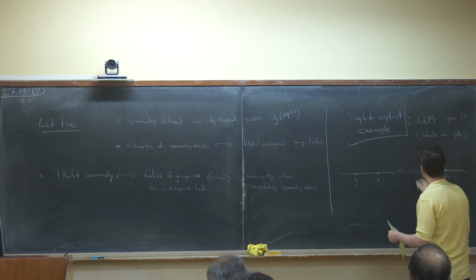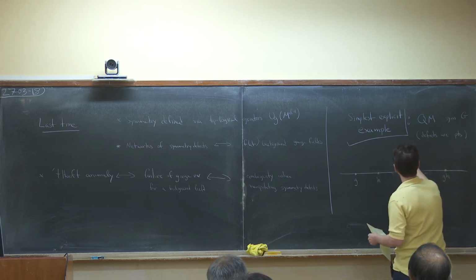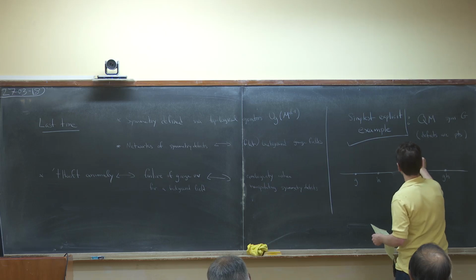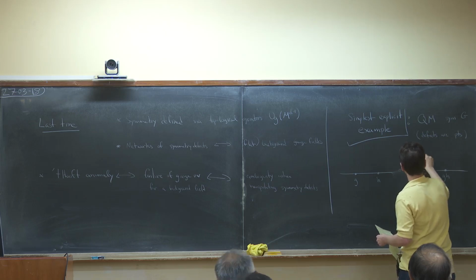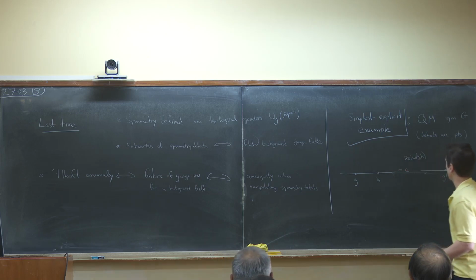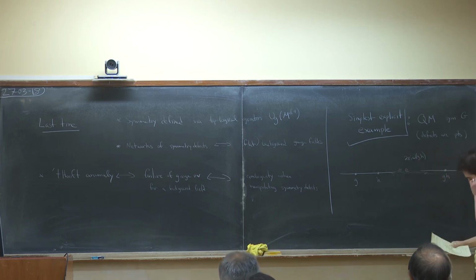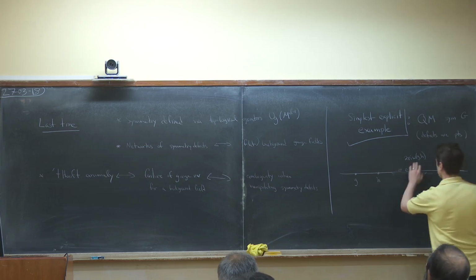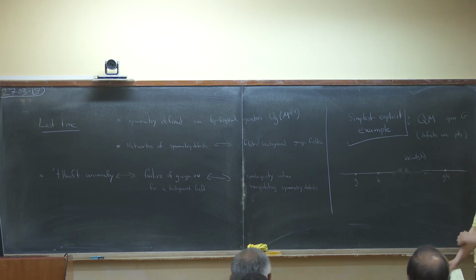But in fact, there could be an ambiguity. The ambiguity is some phase, e to the 2 pi i omega of G,H. Okay, so let's allow for this possibility and chase it down and see what it means.